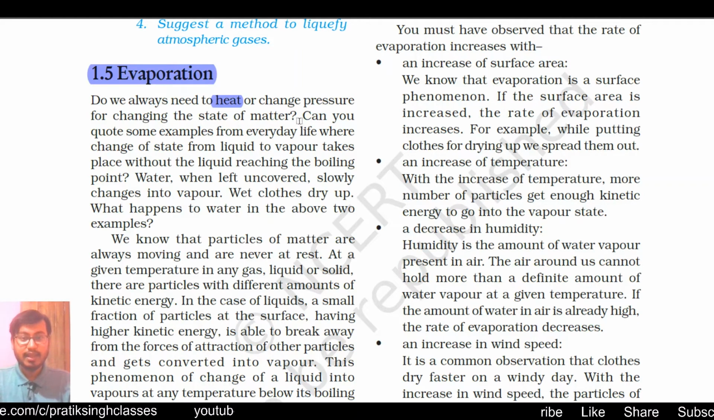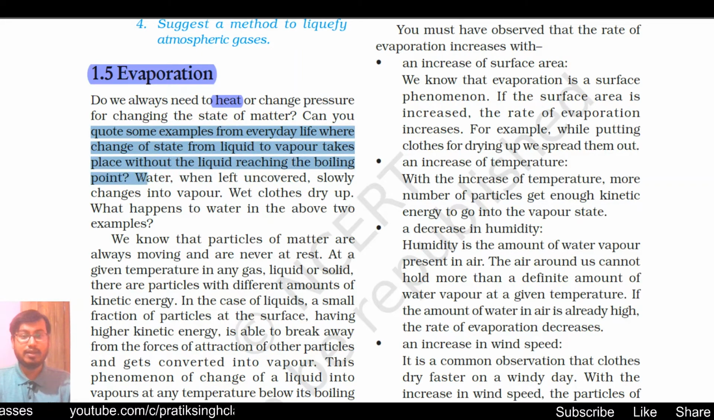Can you quote some examples from everyday life where change of state from liquid to vapor takes place without the liquid reaching the boiling point? Meaning, before coming to the boiling point, is it possible that the liquid evaporates? Yes, it happens. The boiling point of water is 100 degrees Celsius, but even at 40 degrees Celsius, water evaporates. Even if you see ice, some amount of fog comes out of ice. That means evaporation happens at every temperature.